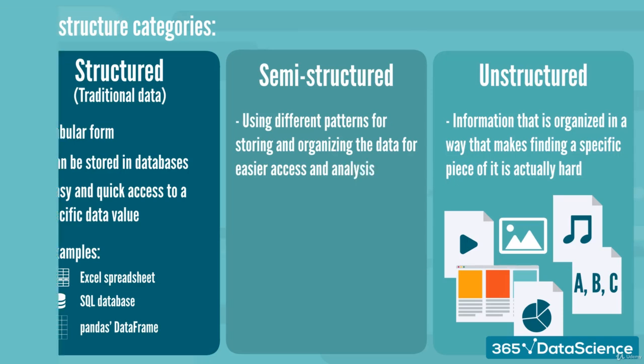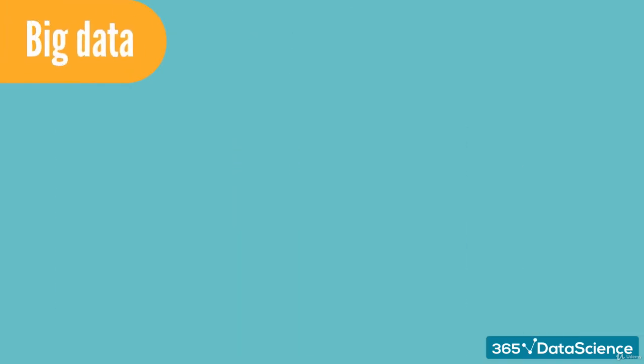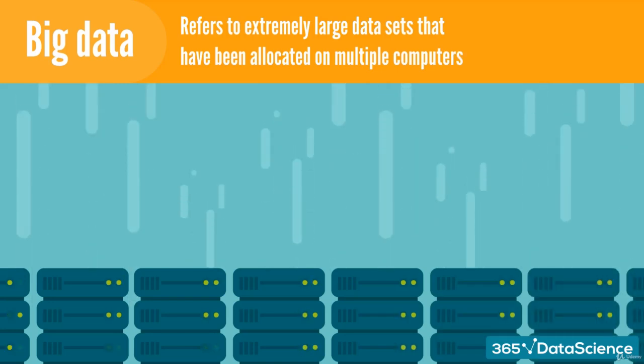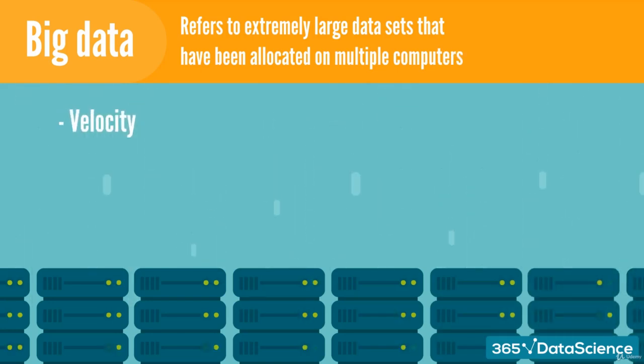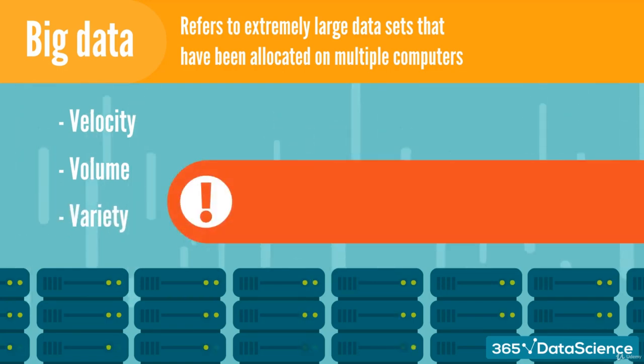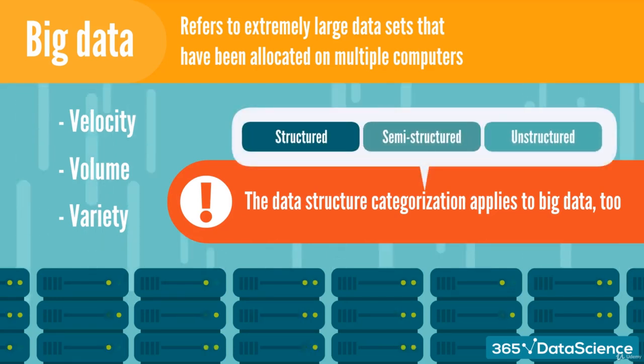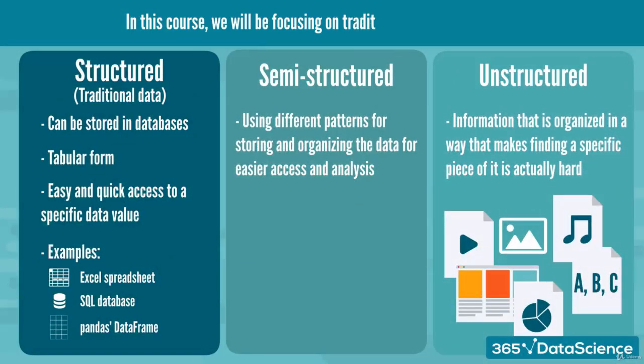Finally, you have probably heard about big data, and I believe you are waiting for us to mention it. Big data often refers to extremely large datasets that have been allocated on multiple computers. However, there are other characteristics that can define it as big: velocity, volume, variety, and other words starting with V. What's important to note is that the categorization we use so far, structured, semi-structured, or unstructured, applies to big data too. All right. In this course, we will be focusing on traditional structured data only, but you must know that the majority of the tools we teach can be to your benefit if you are working with semi-structured or unstructured data, as well as big data too.